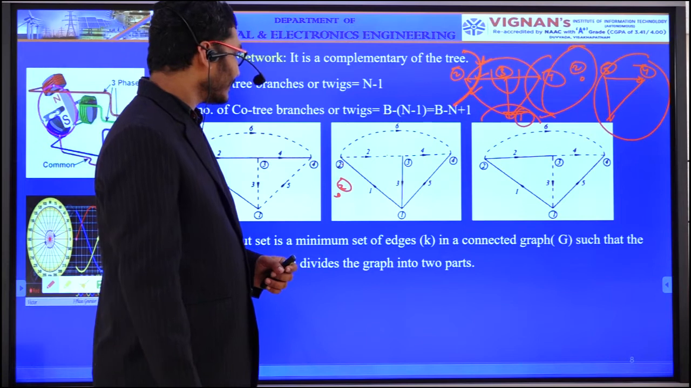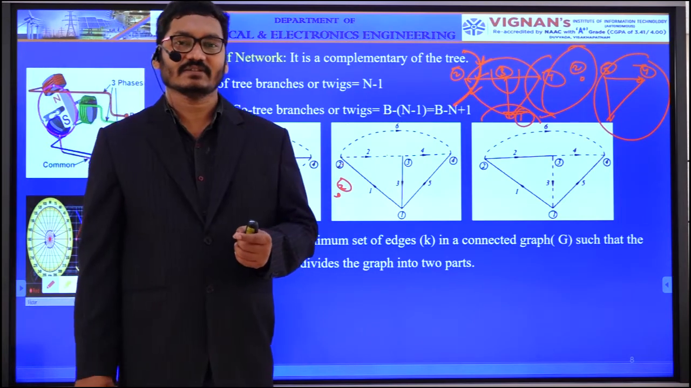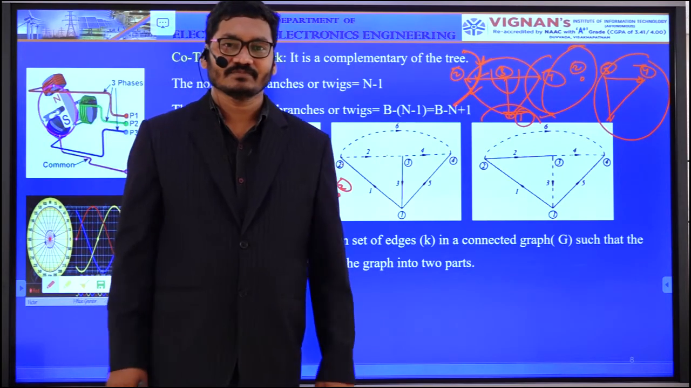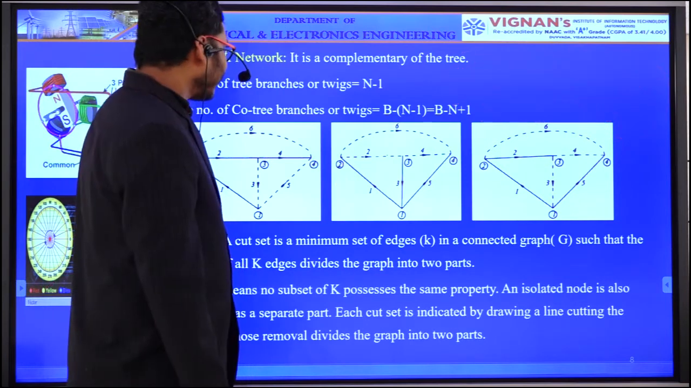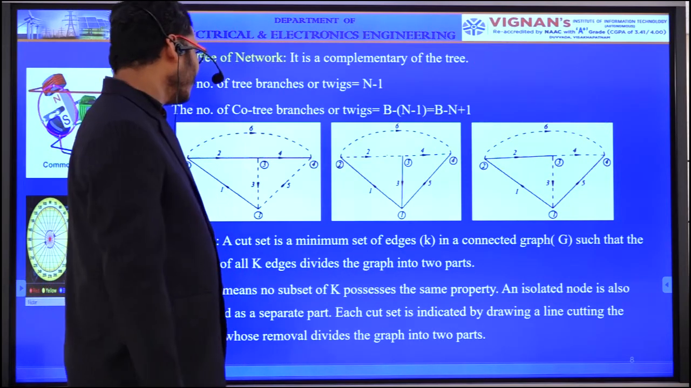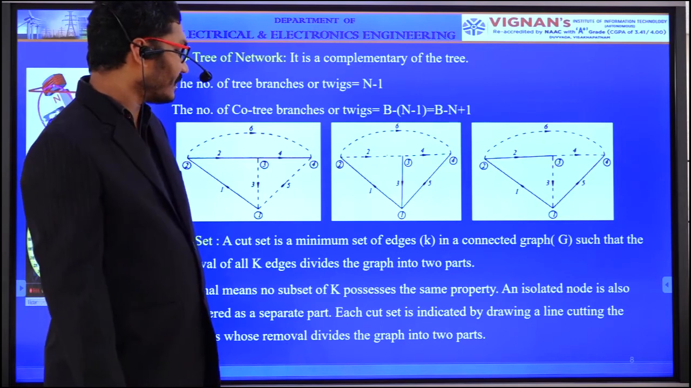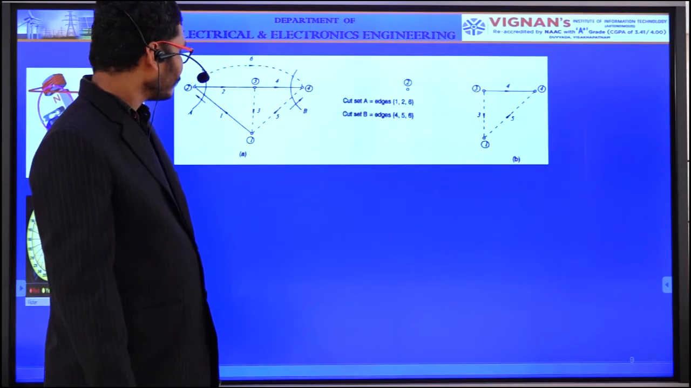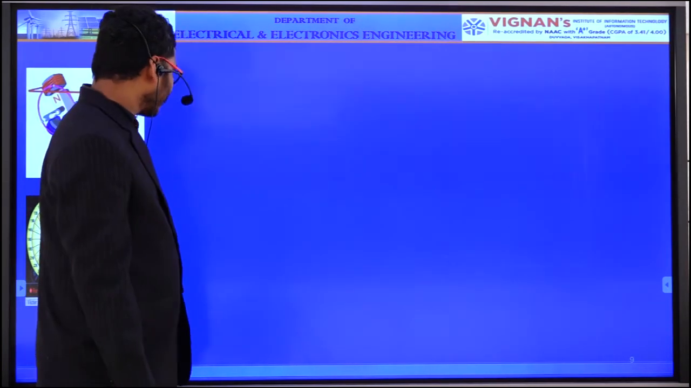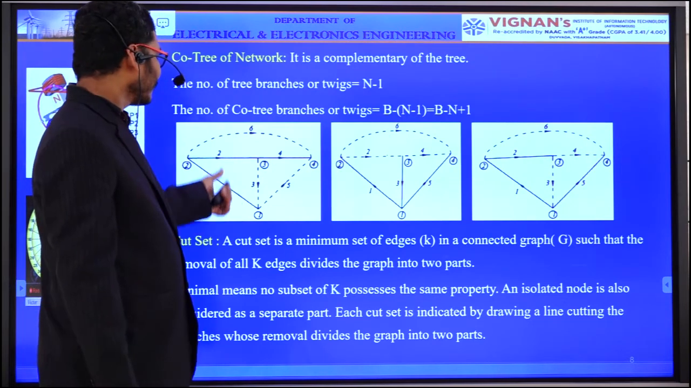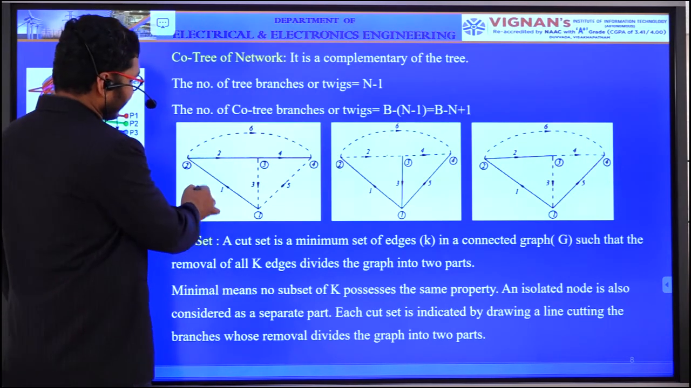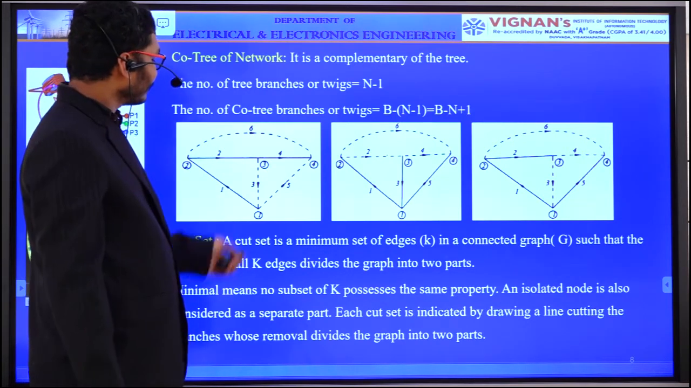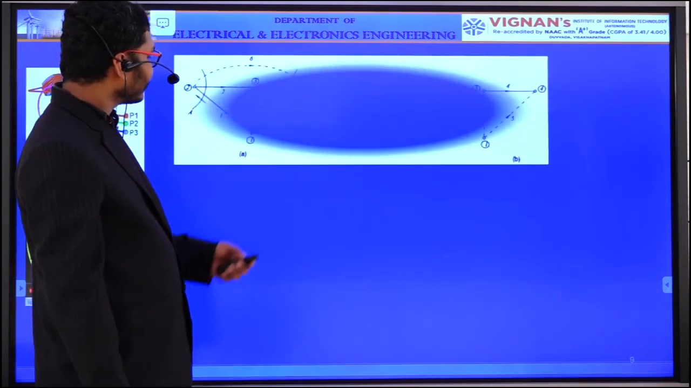If you remove a number of branches so that you make the graph into two parts, a separation of the graph, we call it a cut set. A cut set is a minimum set of edges, which I have just explained. These things I have already explained. For the previous graph, see here. If I am cutting here, removing 1, 2, 3 branches, it will make a separation.